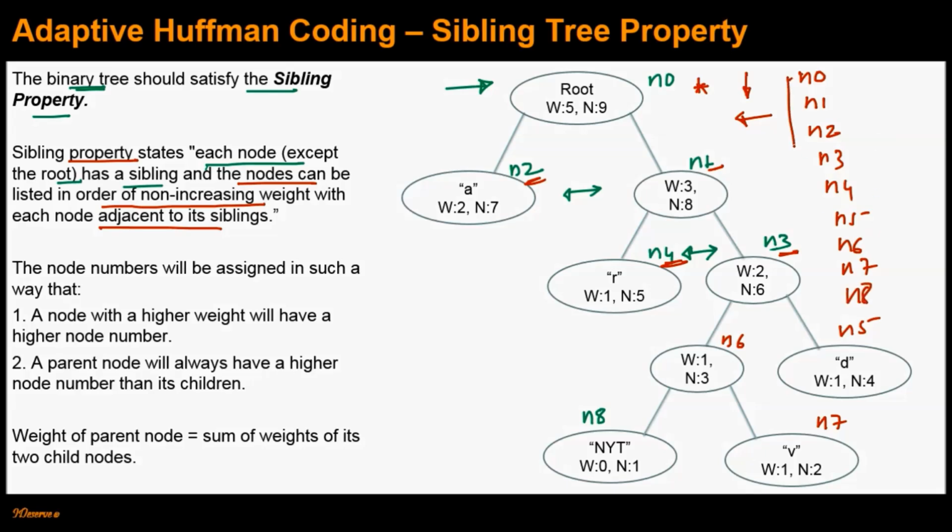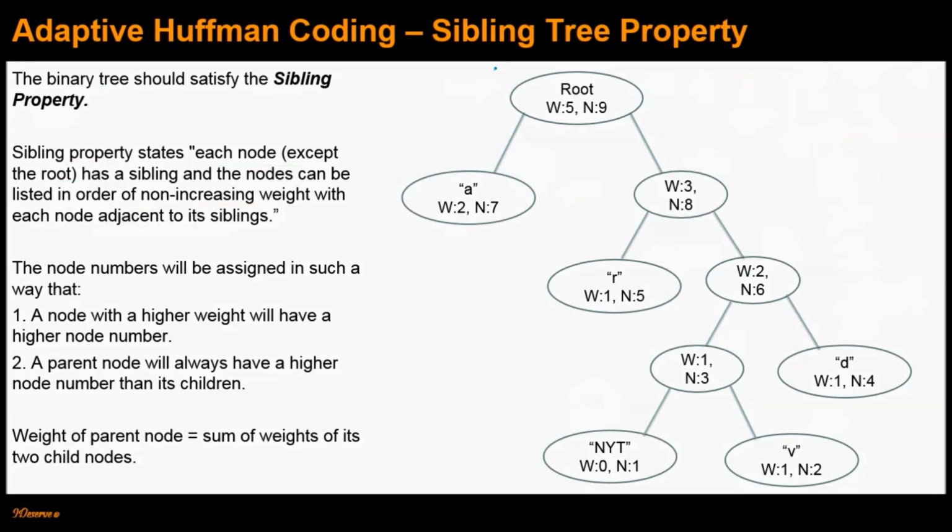If the nodes are listed in this particular order, then the weight for node N0 is 5, the weight for node N1 is 3, then the weight for node N2 is 2, and so on until the weight of node N8, which is 0. Now the nodes are listed in non-increasing weight order, and in this particular listing, each node is placed such that it is adjacent to its sibling. So this particular tree satisfies the sibling property.